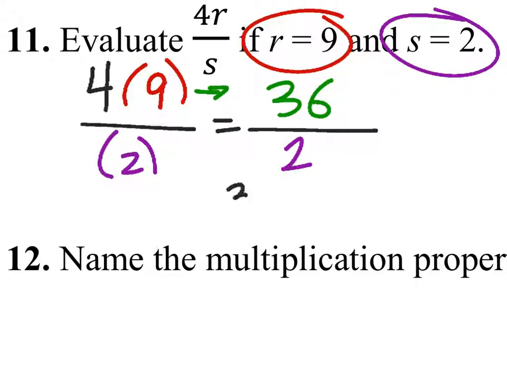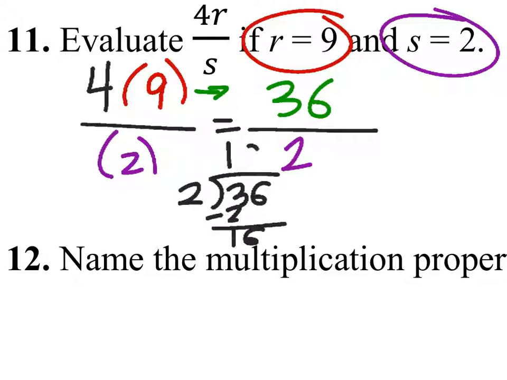And some of you guys may prefer this using long division. Some of you don't, whatever. 2 goes into 3 once. So 1 times 2 is 2, minus. And 2 goes into 16 8 times, exactly. So it looks like the answer to this is 18.